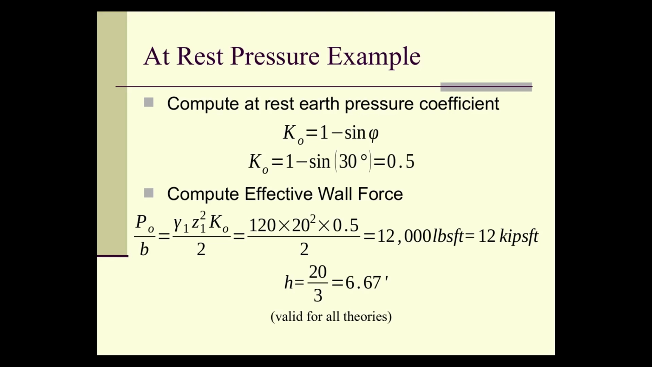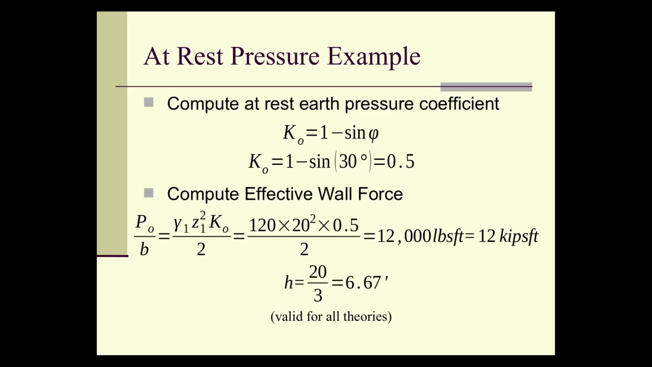And z squared, by the way, I know that I probably should have put h squared. That's probably where some confusion came from. But z squared at any point along the wall, the force from the top of the wall down to that point, is gamma z squared K0 over 2 for any point z. If that point z happens to be the total height of the wall, then z squared is h squared, which is why you'll notice I substituted 20 in there. So gamma z squared K0 over 2, and I just simply plug and chug.